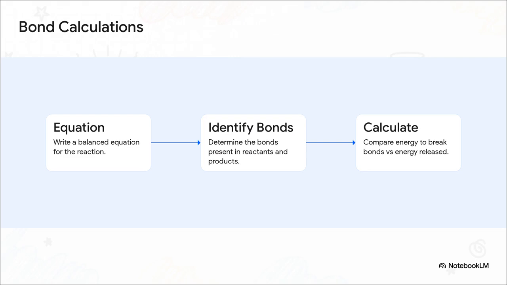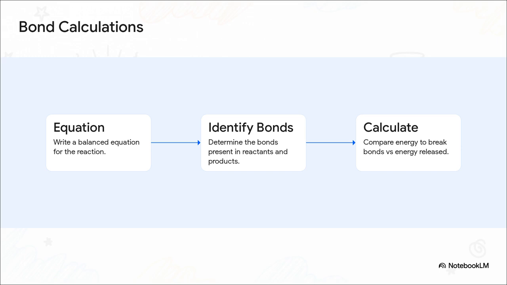If you want to mathematically prove if a reaction is going to be exothermic or endothermic overall, you just have to figure out which side of the tug-of-war is stronger. You just follow these 3 steps. First, write a balanced equation. Second, figure out exactly which atomic bonds are present in both the reactants and products. Every specific bond has a known numerical bond energy.